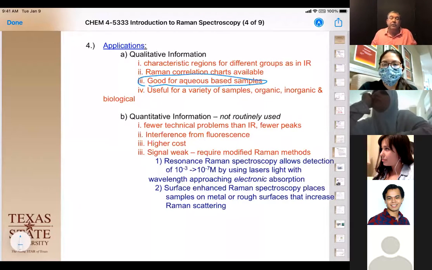Because we're using visible light and we don't have to use all these fancy windows that are IR transparent, it actually makes it easier to use, okay? Occasionally there's an interference with fluorescence. For example, if you have a dye that's absorbing and fluorescing in that wavelength, the fluorescence emits out 360 degrees, and you might pick it up, but it's not that much.